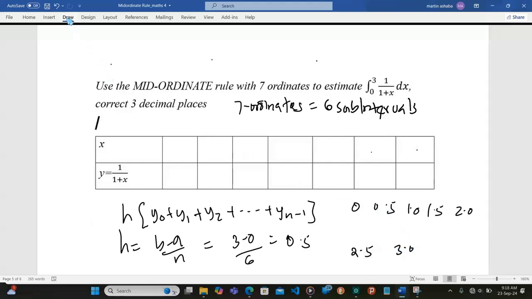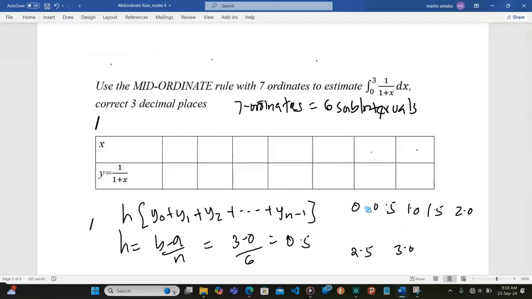Now the points that we are going to use are the midpoints of each subinterval. The subintervals are 0 to 0.5, 0.5 to 1.0, 1.0 to 1.5, and so on and so forth. So the midpoint here is the one that we are going to use. This is going to give you the value of y0, this is going to give you the value of y1, this is going to give you y2 up to the end, so y3, y4 up to y5.